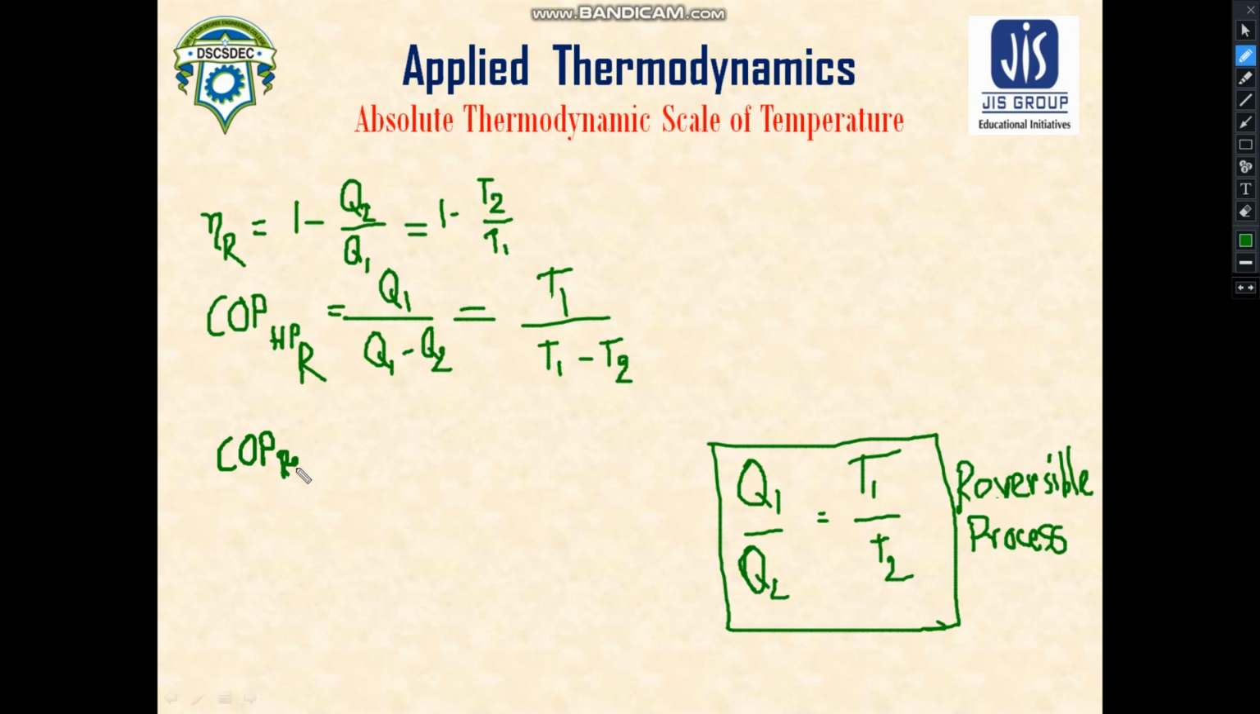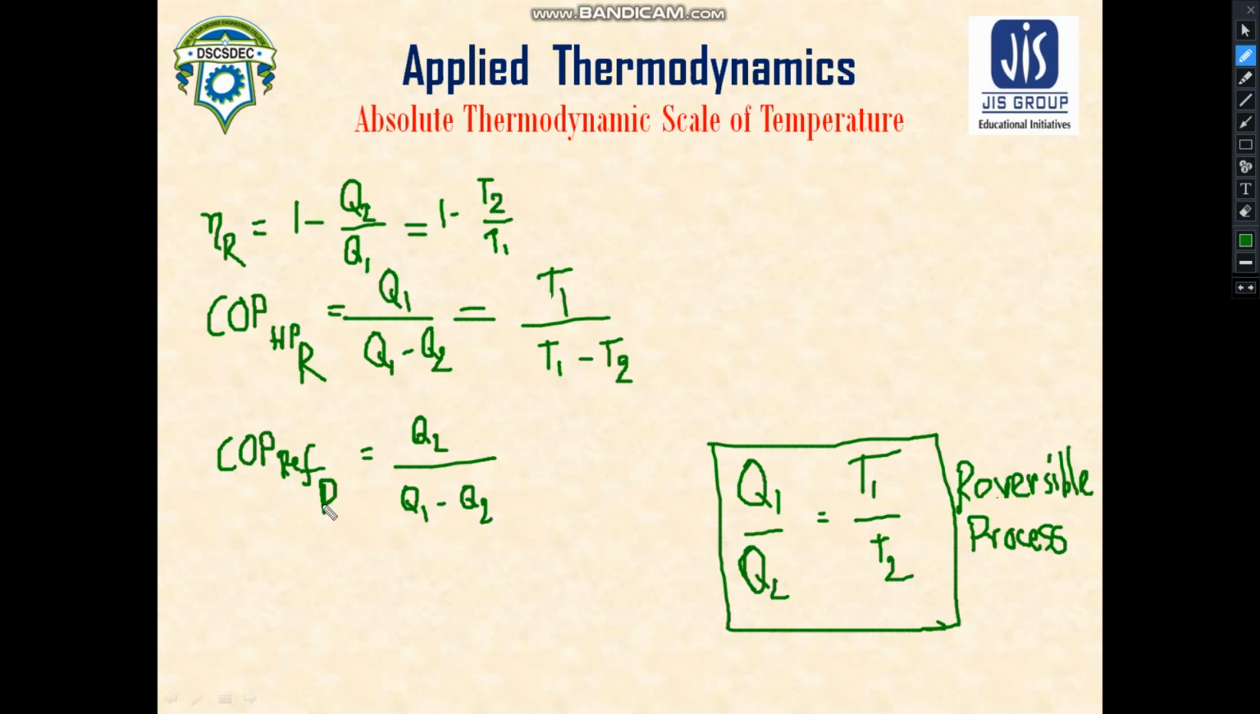a refrigerator, the general formula, it is Q2. It is a low temperature heat, if you remember. So heat pump deals with the high temperature heat, and generally we denote this high temperature heat by Q1, and this is your low temperature heat. So this is your general formula. That means this formula can be applied for both reversible as well as irreversible cases.